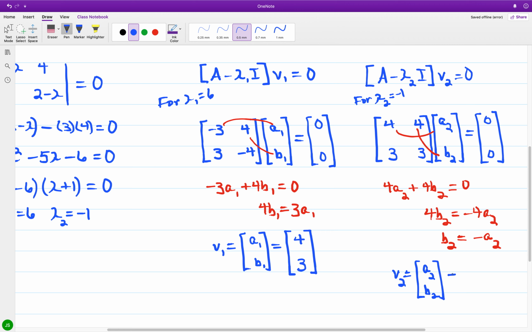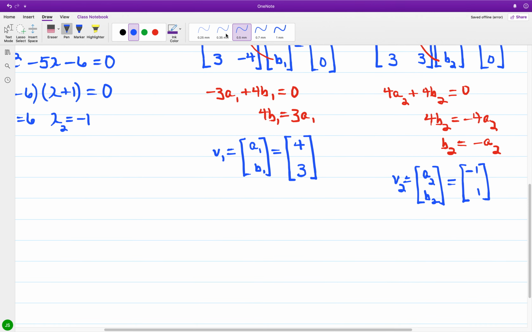And now, for the second eigenvector, you have A of 2 and B of 2. And you can have 1 at the top, -1 at the bottom, or vice versa. So we'll just let A of 2 be -1 and B of 2 be +1, but it could be the other way around.